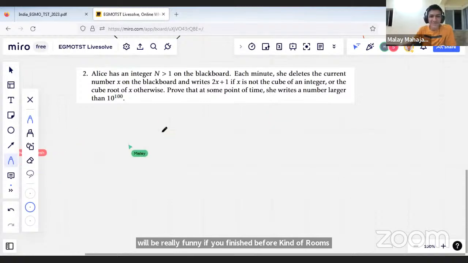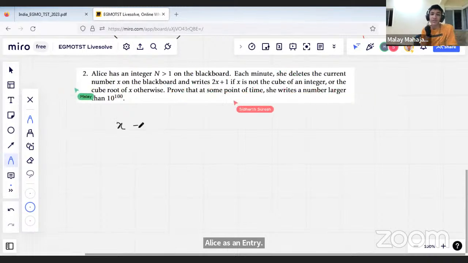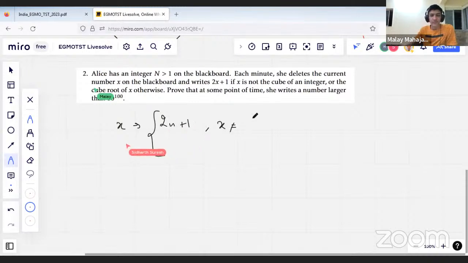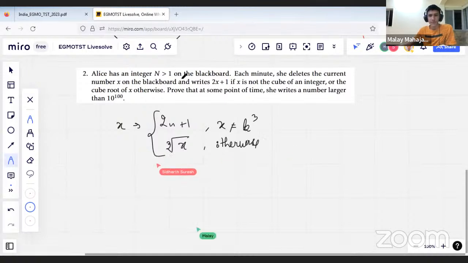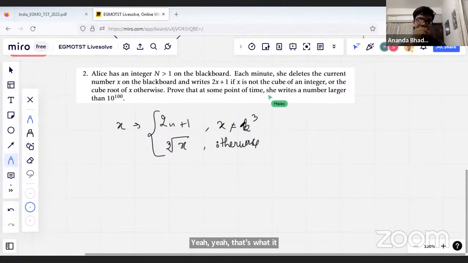Alice has an integer x. x is k cube. x on 0.45. 3, 6. I think we just have to show that x does not cycle, because if it cycles, yeah, that's what I was thinking. It cycles.